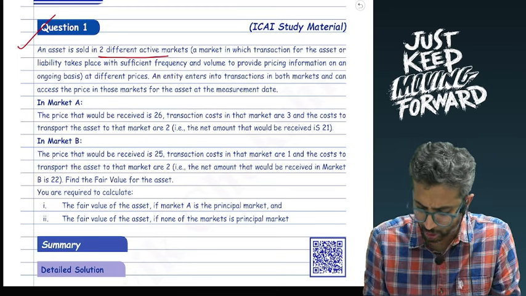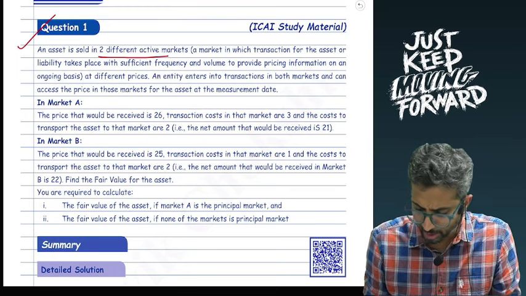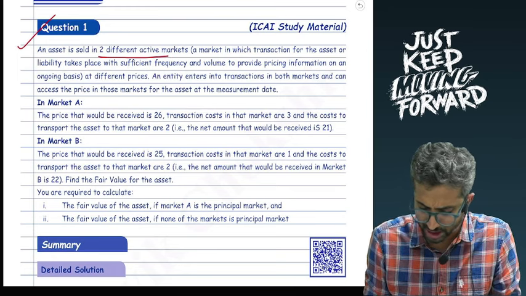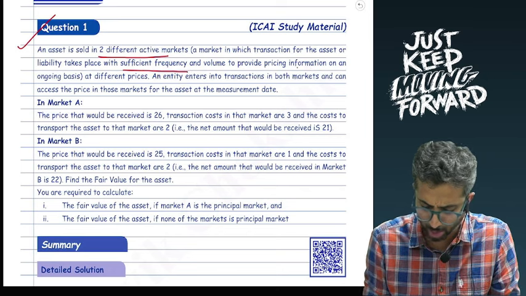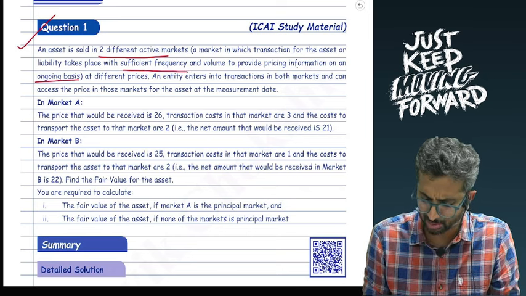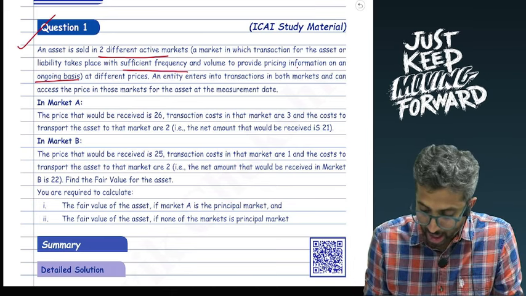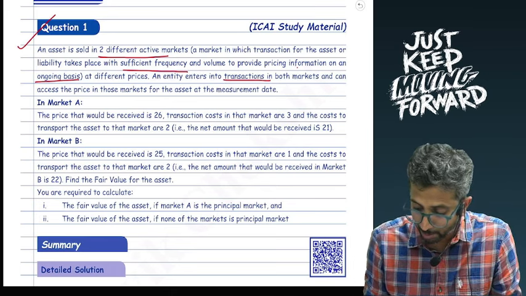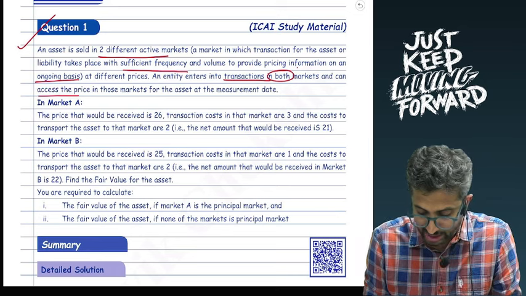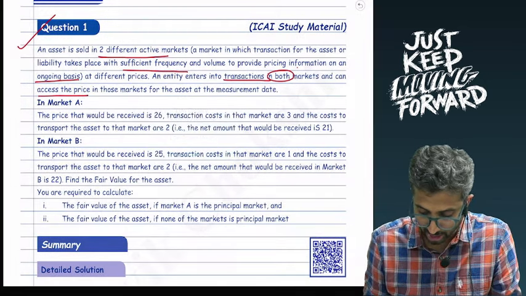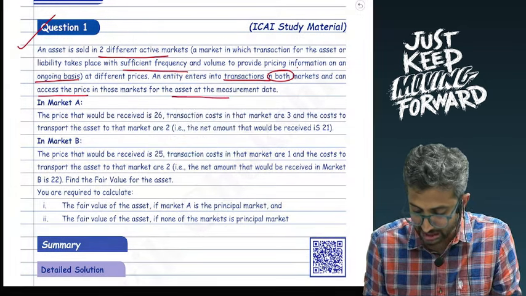An asset is sold in 2 different active markets. A market where the transaction for the asset takes place with sufficient frequency and volume to provide information on an ongoing basis. This thing in the bracket is irrelevant. It is just defining what an active market means. An entity enters into a transaction in both the markets and can access the price in those markets for an asset at the measurement date.